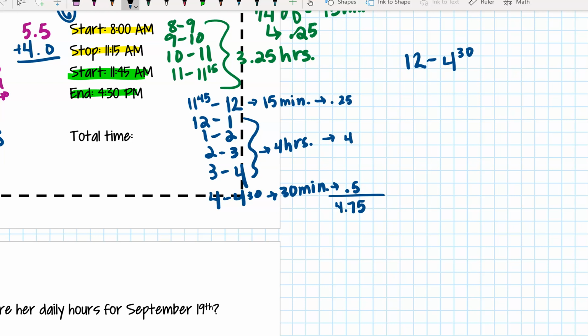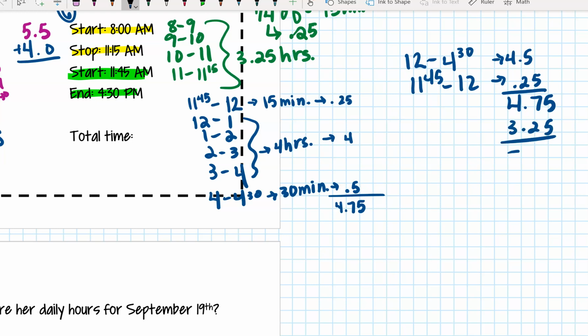Okay. So the other way I want to show you before you guys pack up and stop listening, you could do from 12 to 4:30. How many hours is from 12 to 4:30? Austin? 4.5. So then if you know that 11:45 to 12 is 15 minutes, the 0.25, then you get your 4.75 hours. Okay. So then again, the total hours for the day, you would have to add them up because we did not do that part yet. So 7.75 hours.